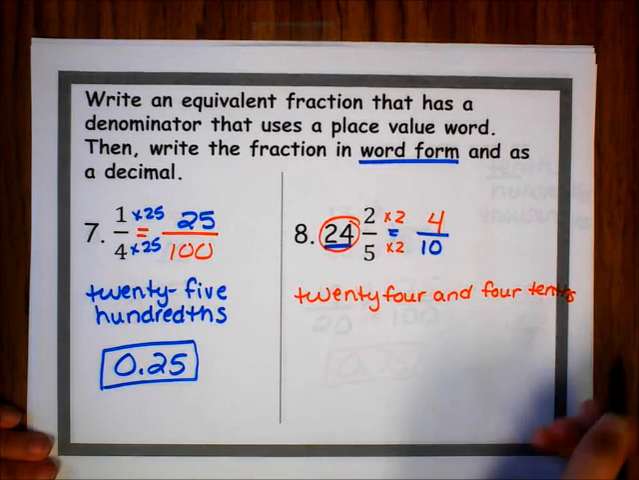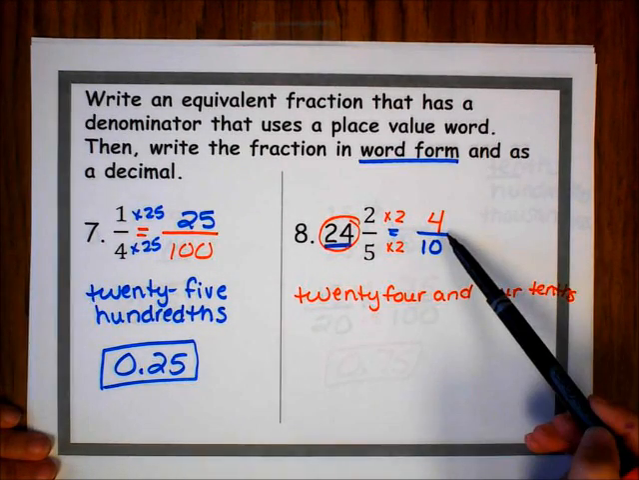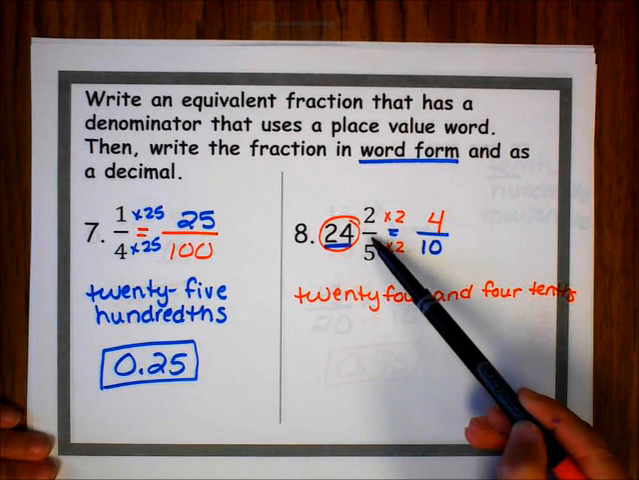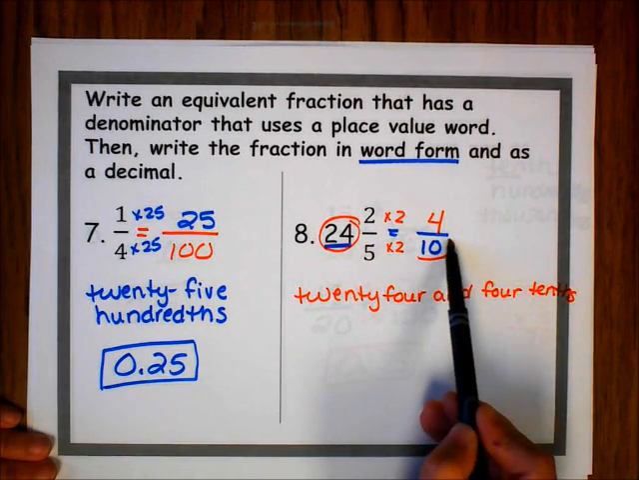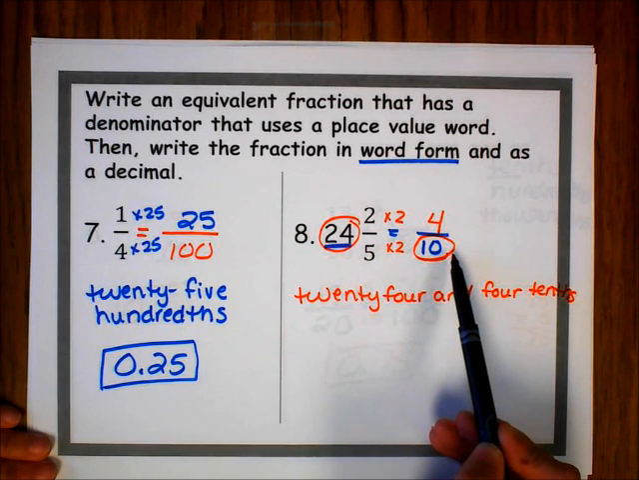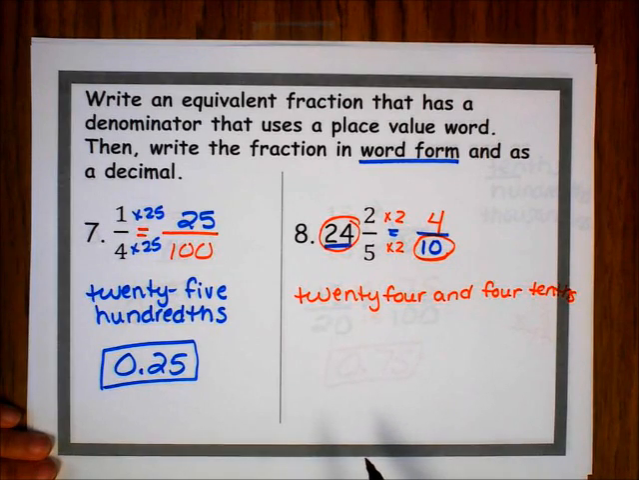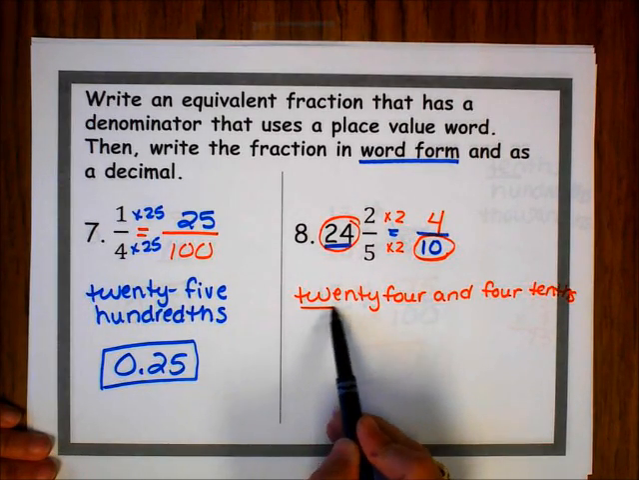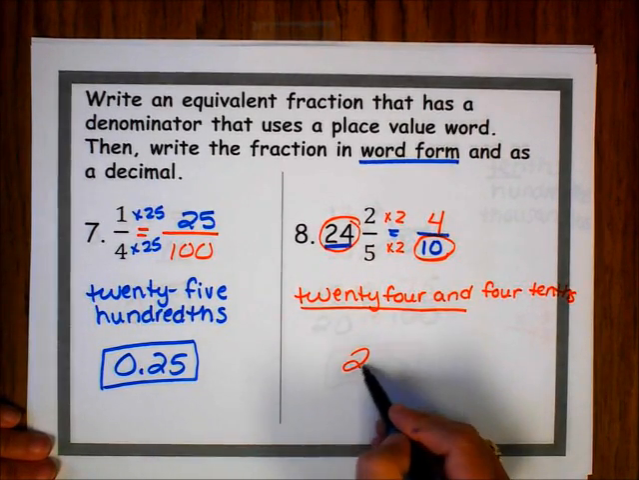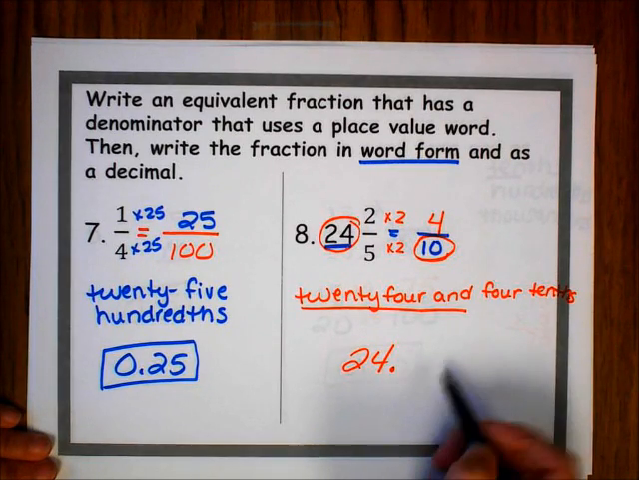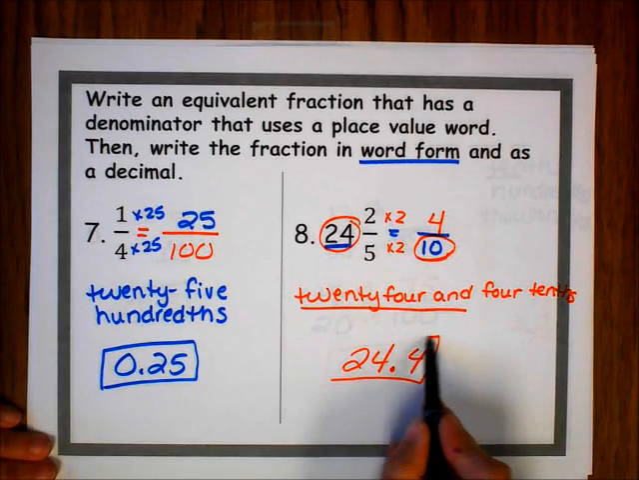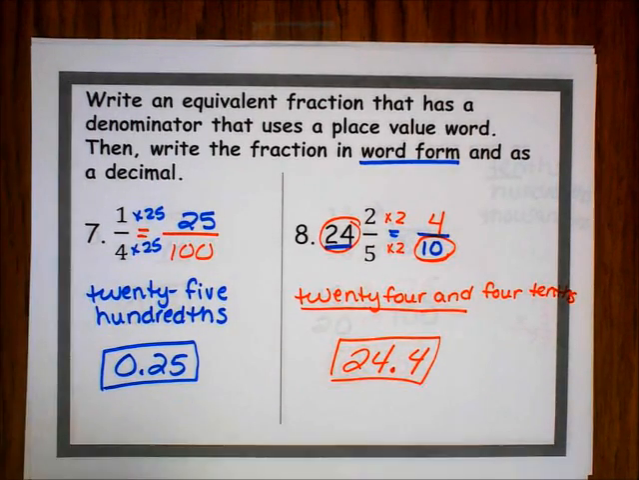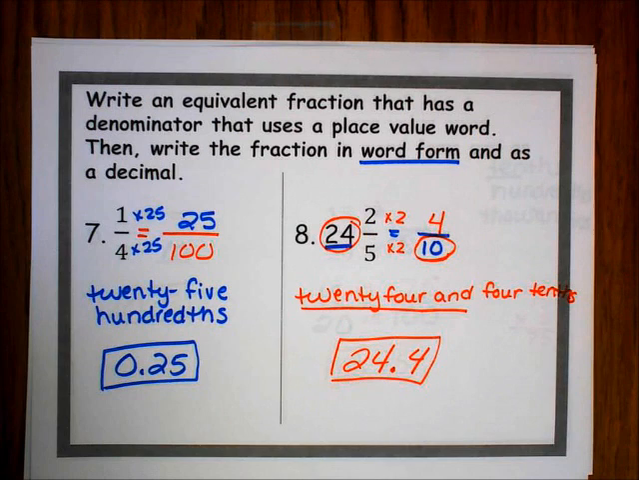Now, most of you are going to say, but 4/10 is not simplified. I know. The 2/5 is the simplified version. But I want to get my denominator to be a place value word so that I can quickly write it as a decimal. So the 24 and means 24 decimal. 4/10 is going to be 0.4. So my correct answer is 24.4.